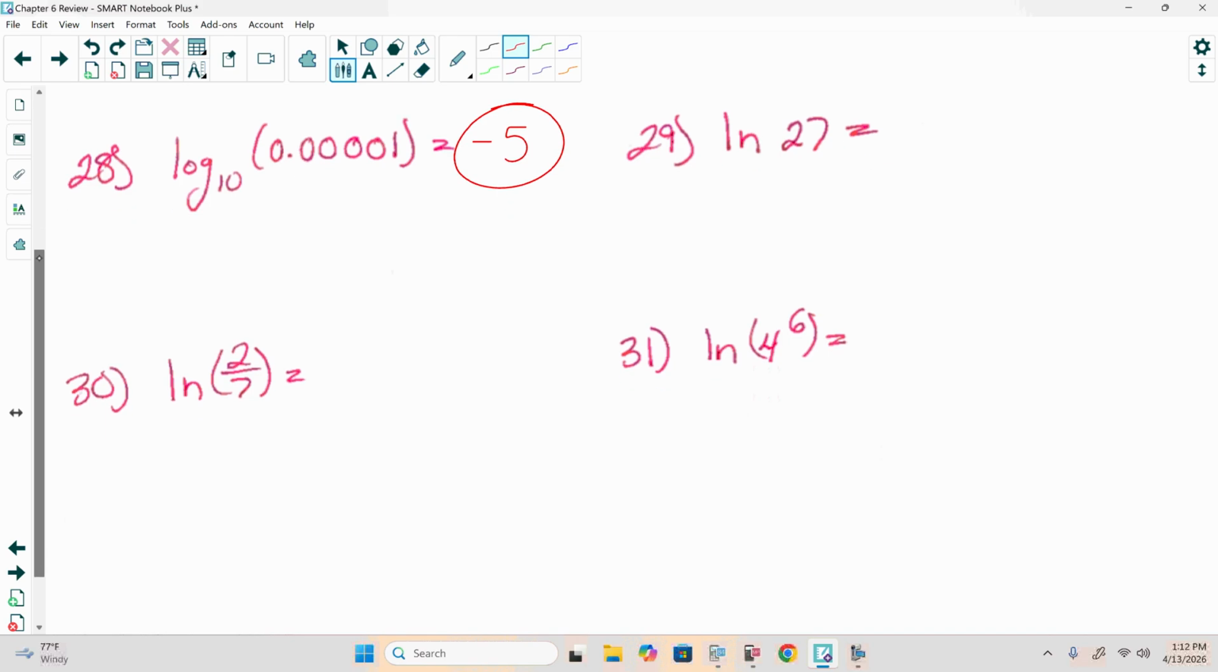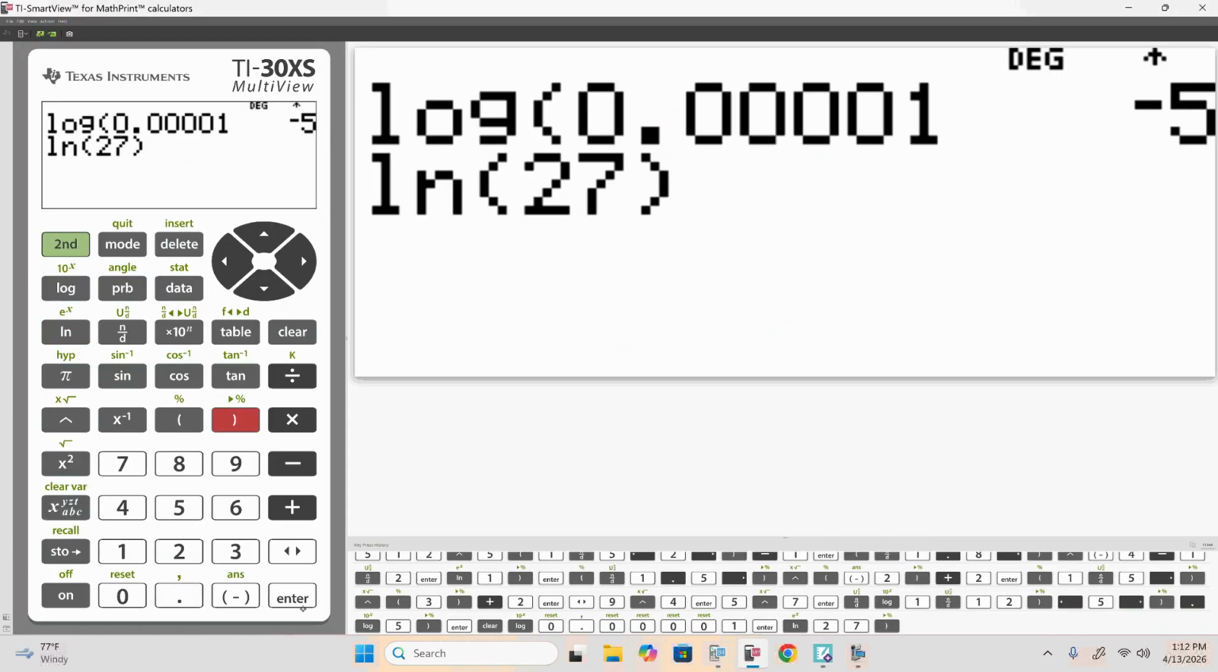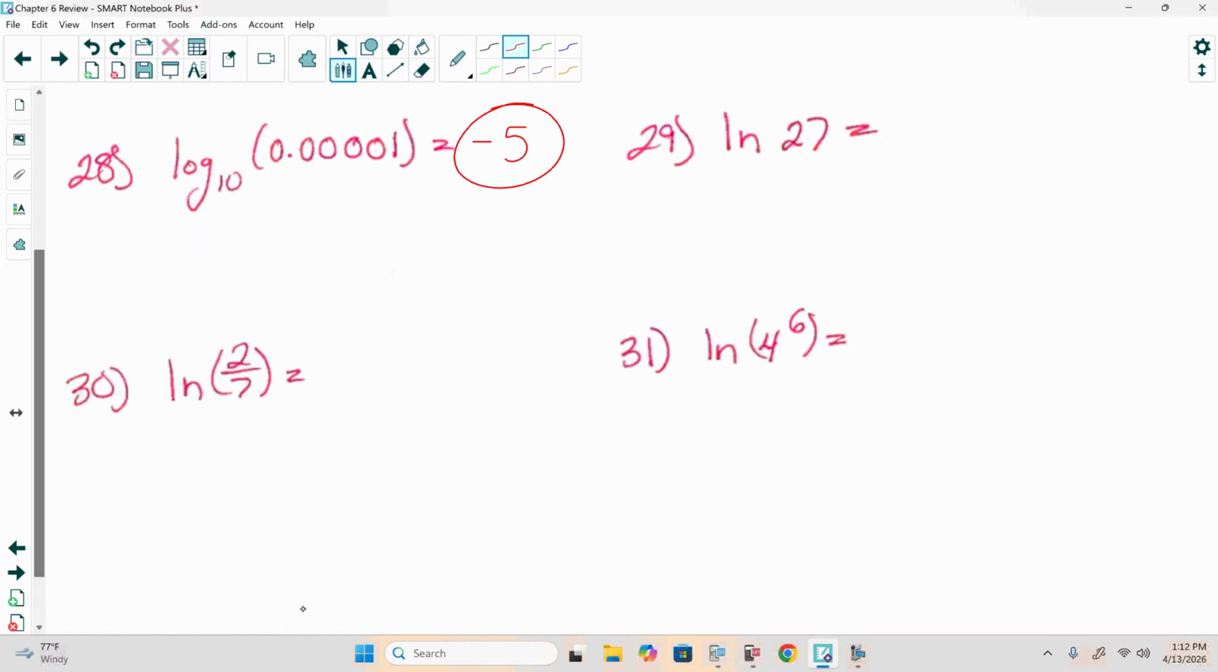29 through 31, these natural logs, I'd type them in just like I see them. Natural log of 27 is 3.295836866. This one we do need to round to 3 decimal places. So we get 3.296 after we round to that 3rd decimal place. If you're not sure, go on and give me the whole thing. Questions on 29.